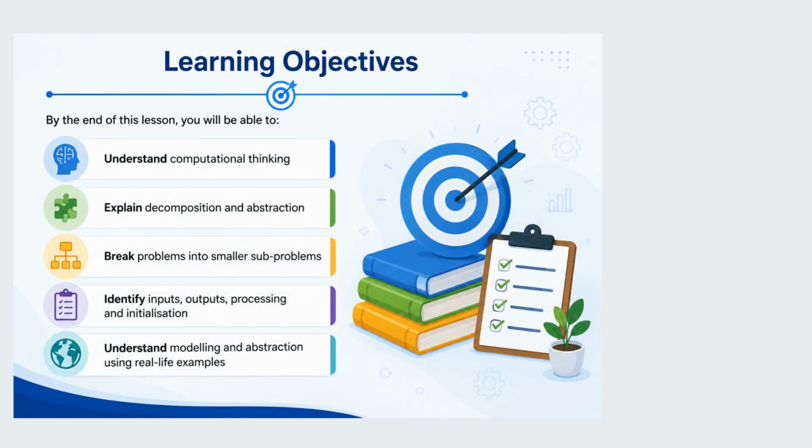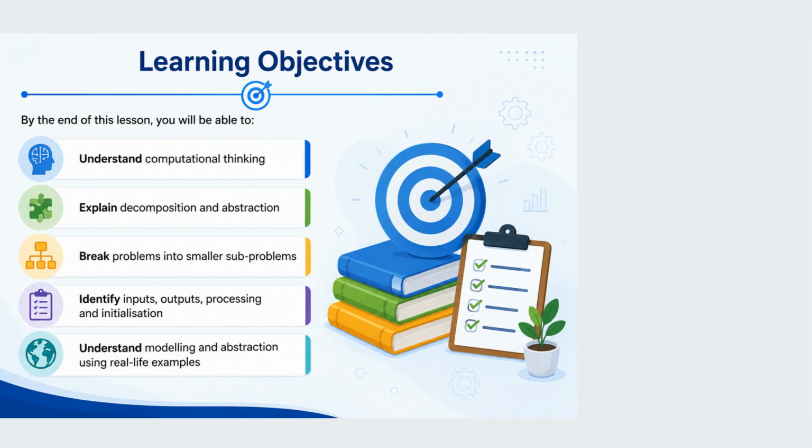By the end of this lesson, you should be able to understand computational thinking. You will explain decomposition and abstraction clearly. You will learn how to break large problems into smaller subproblems. You will also identify inputs, outputs, processing, and initialization. Finally, you will understand how abstraction is used to model real-world situations. Let's explore these concepts step by step.